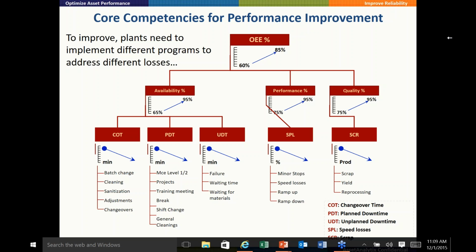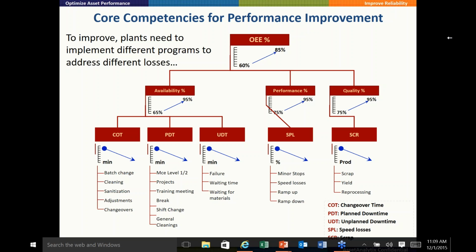So at the end of the day, the lagging indicator is overall equipment effectiveness. The leading lagging indicators are availability, performance, and then the leading indicators would be, for instance, batch change, cleaning, sanitation. And all those are what's going to drive the overall equipment effectiveness.